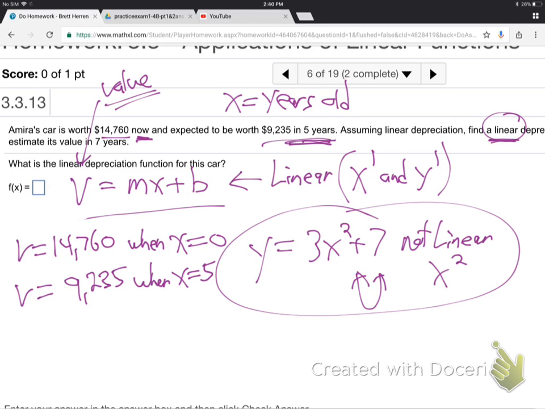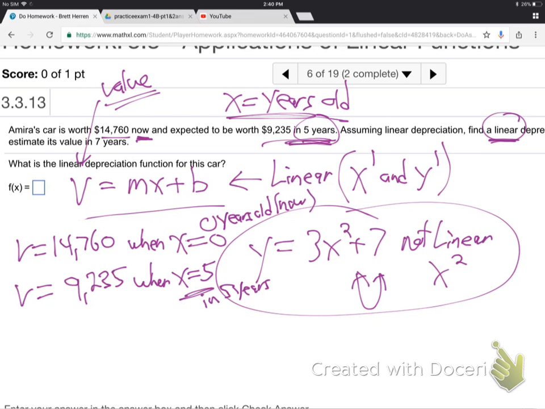I'm going to plug these into the formula in a minute. But first off, let me help you see where I'm getting that information from. They're saying the value of the car is $14,760 now. Now means 0 years old. Remember, X is years old? So 0 years old, meaning now. And then the 5 is 5 years from now. In 5 years, it's got a lower value.